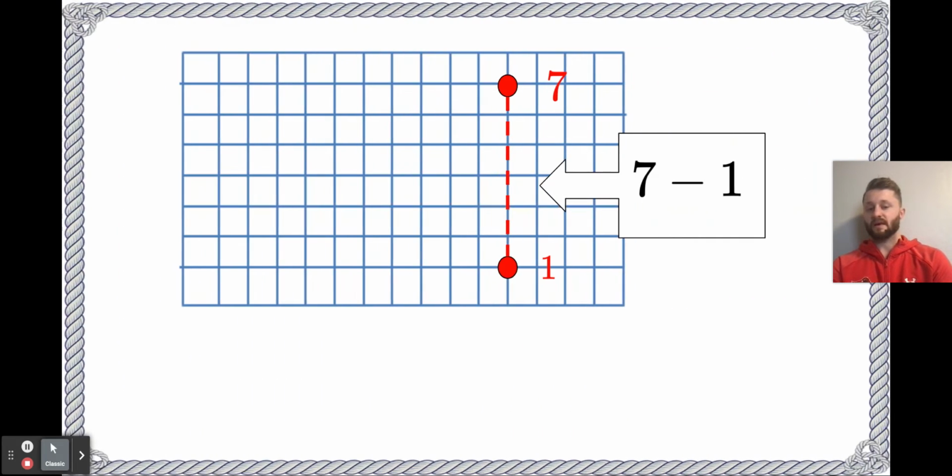We can do this same mathematical approach with two vertical points. The distance from them can just be found by subtracting the first y value from the second y value. So in this case, 7 minus 1 would be 6, which is easier than just counting the grids.